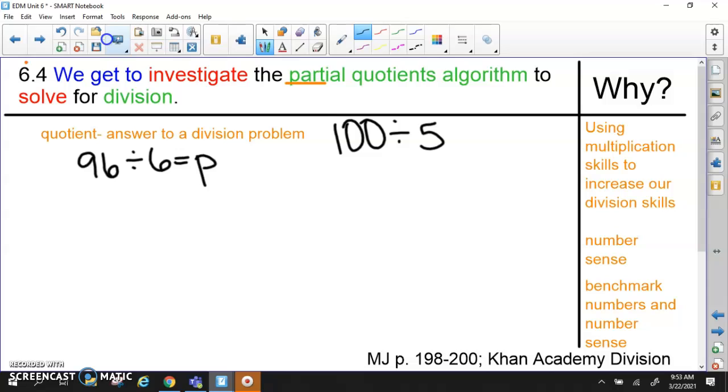What is 100 divided by 5? We can count it out. What is it? 20. It is 20. So I love that for a good estimate there. We're going to get something close to 20. You could count it out, 5, 10, 15, 20. Or you could say 5 times 10 is 50, and 10 times 2 is 100.